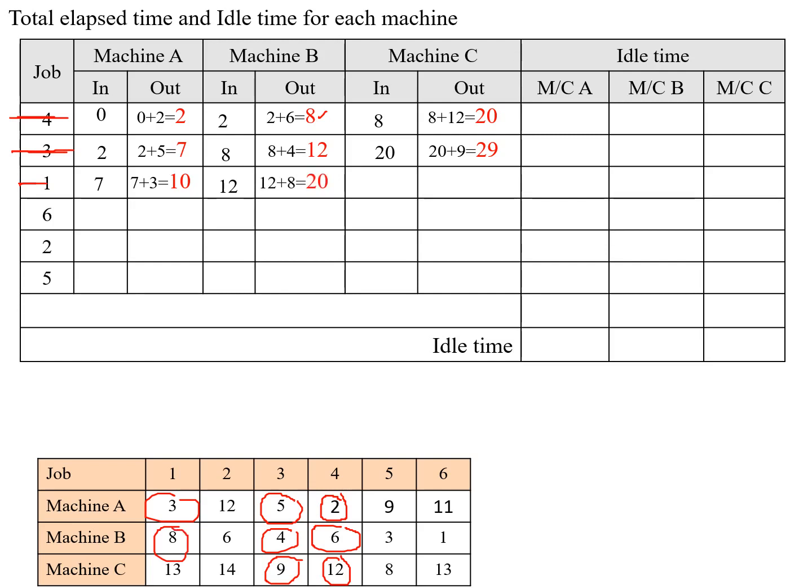See next, in time for the machine C is 29 and the out time is 29 plus 30, that is 42. So next we will move to the job 6 for machine A.